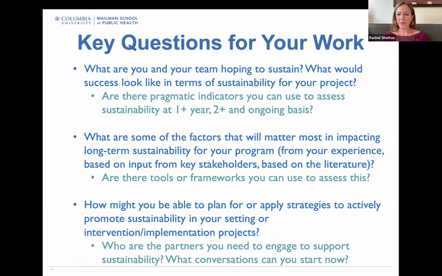Okay, so hopefully for you, this has been useful to think through, for your own work, what is it that you're seeking to sustain? What would success look like for sustainability? What are some of the factors that will matter most in terms of sustaining your program, right? And often there might be some literature already out there on this, or you can do some formative work, informal work, and conversations to understand that from the perspective of different people in your setting.